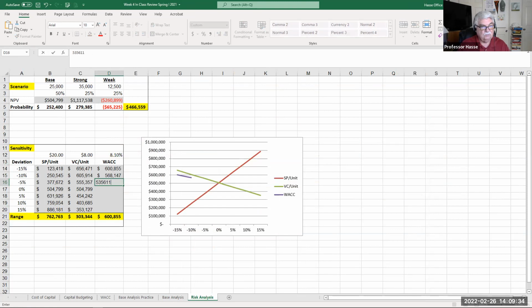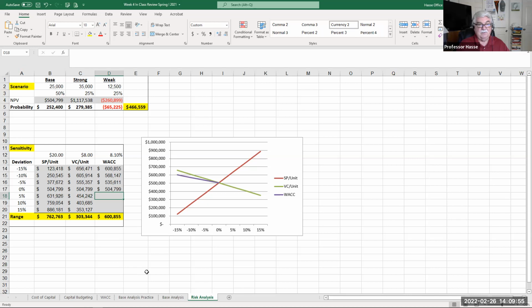And naturally, with no change in WACC, we still make 504,799. And notice we're doing it right. Everything is meeting at the area where 504,799 for all three of those variables. Our line is nice and straight. We're doing this correctly. Now let's increase our cost of money.